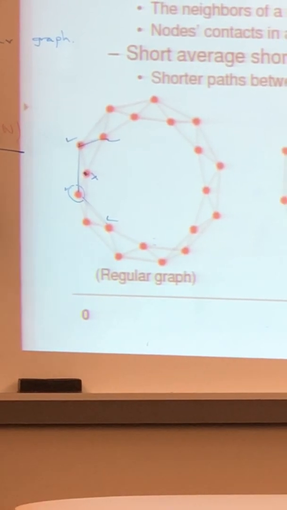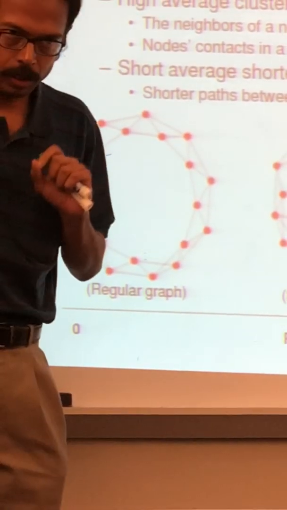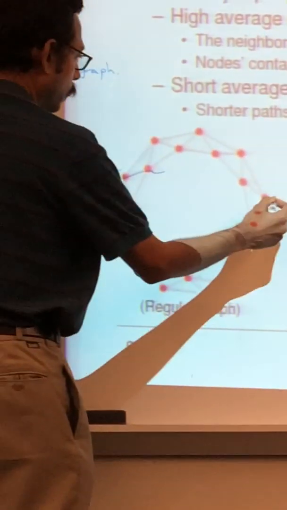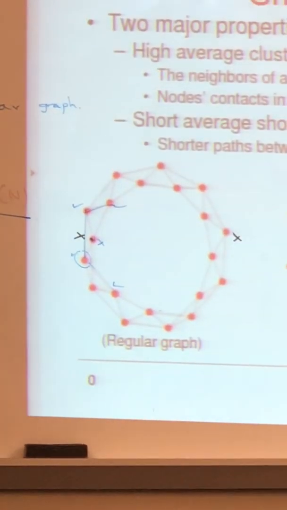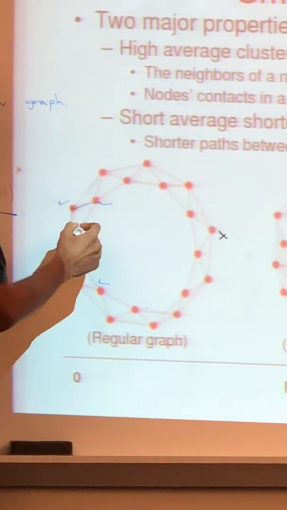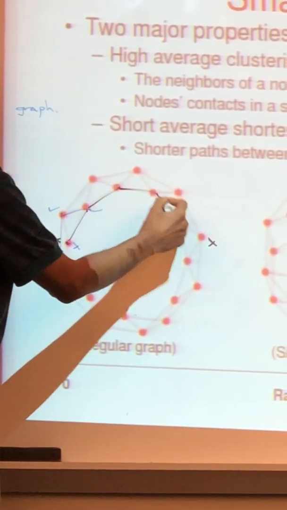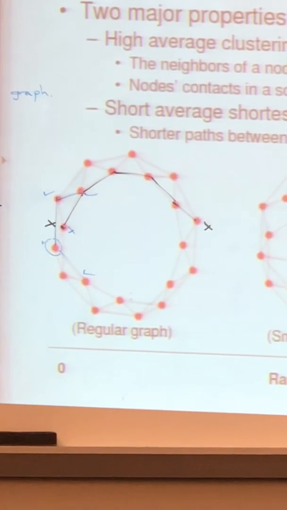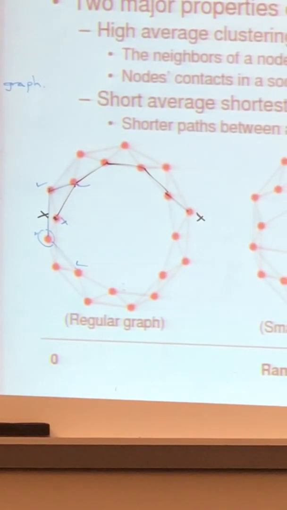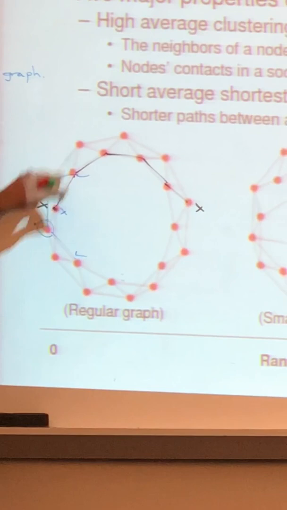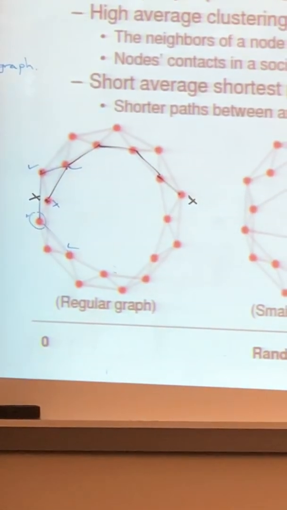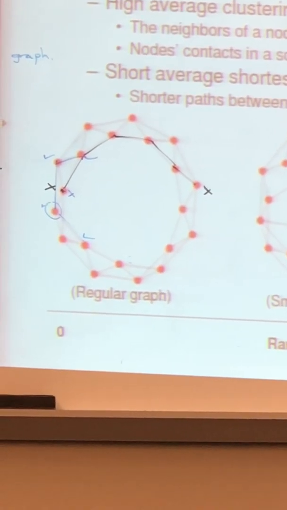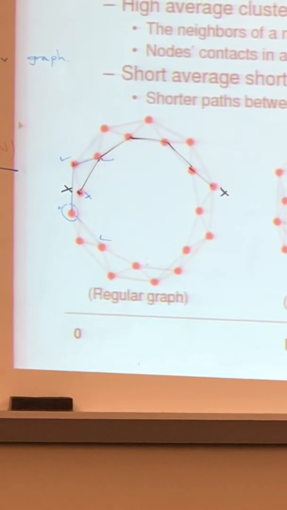On the other hand, the path length. If I want to reach from this node to this node, how many edges do I have to go through? I have to go through this, 5 edges. So you have to really cross, in the worst case, half of the network to reach the other side. So regular networks are more likely to have a larger path length between any two nodes.